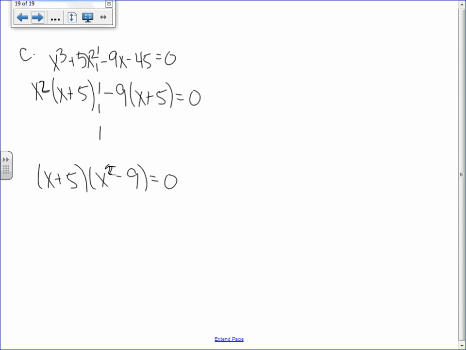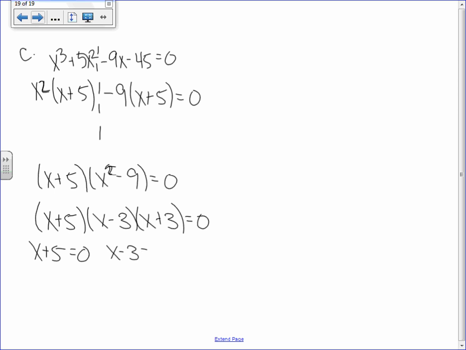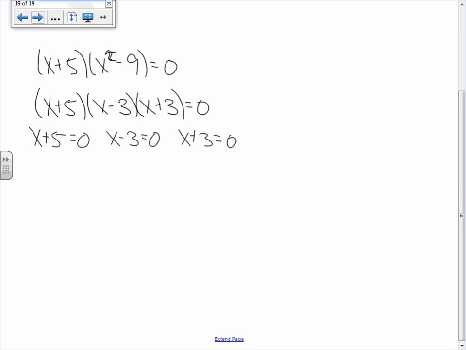Notice, even after I do my factoring by grouping, I usually have a GCF or a difference of perfect squares that I still need to factor, like right now. And I'm not done, I actually need to solve this. Remember, this is called the zero product property. If things multiply to 0, then one of them has to be 0. So I get x equals negative 5, or x equals 3, or x is equal to negative 3.